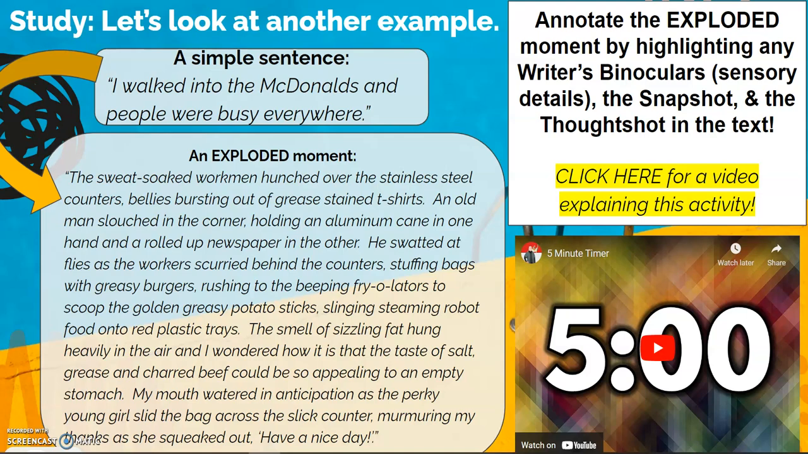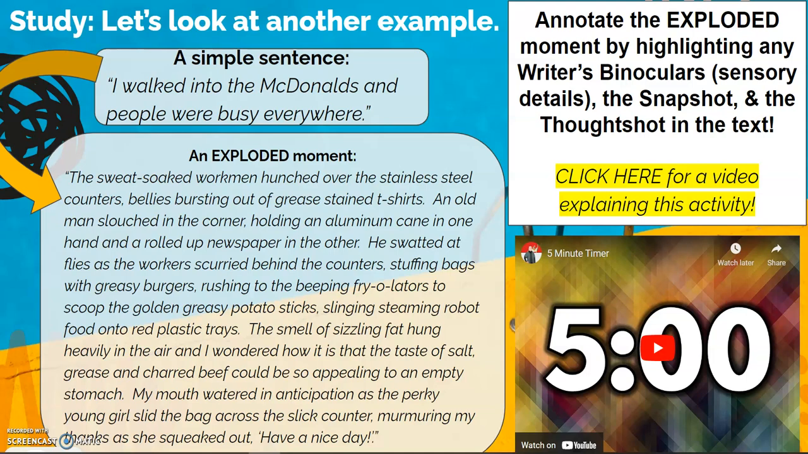First portion of this assignment, we're really going to be digging into each of these components of an exploded moment. And remember, there are three big things that we're talking about here. We're talking about writer's binoculars, which are those sensory details. We're talking about a snapshot, which is something like a still life image, where there's not a lot of movement happening, something that could be just as easily a painting hanging on a wall as it is a description written in the text.